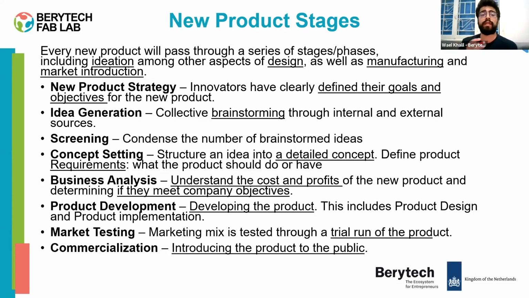Step one is usually the new product strategy. It's where we set, as innovators or as entrepreneurs, the goals and the objectives of the new product. After that, we go into idea generation, and idea generation usually happens at various levels. It happens between the team members who are brainstorming internally, and it happens externally with the clients who are buying the product or who are asking for the product, or the organization who wants to develop this product.